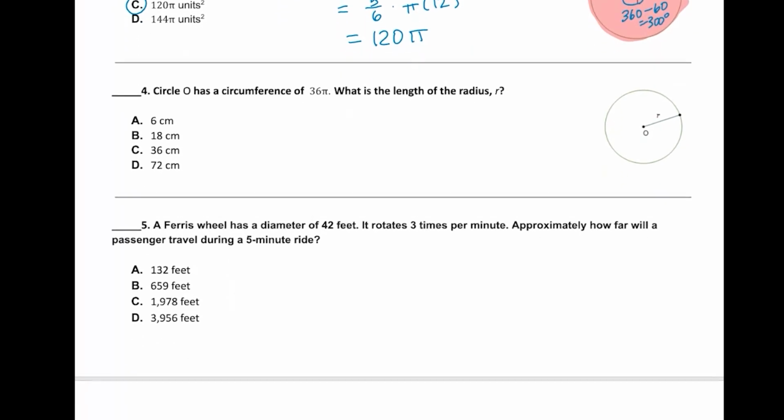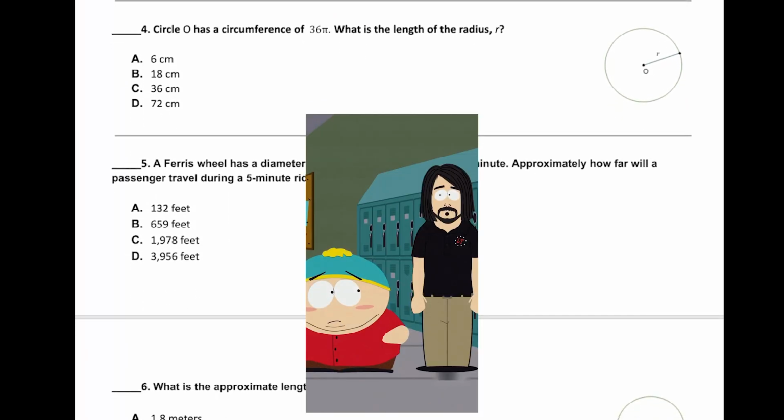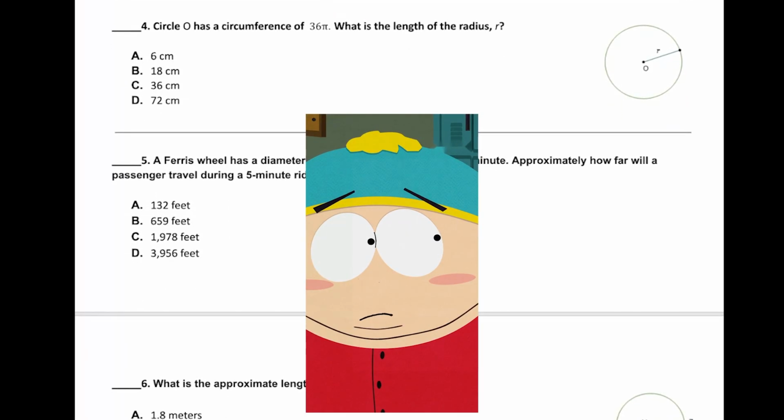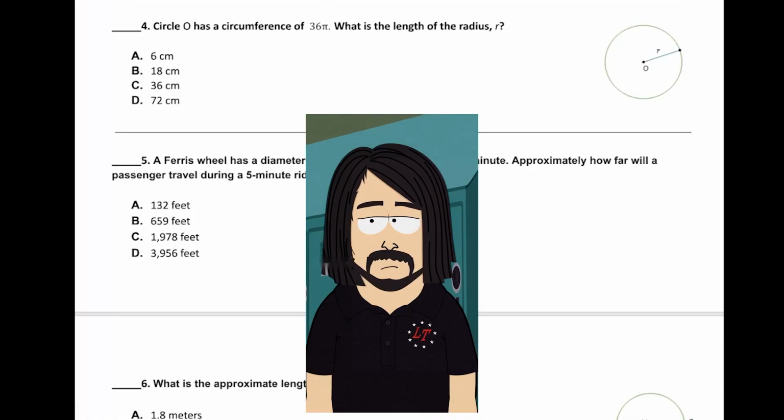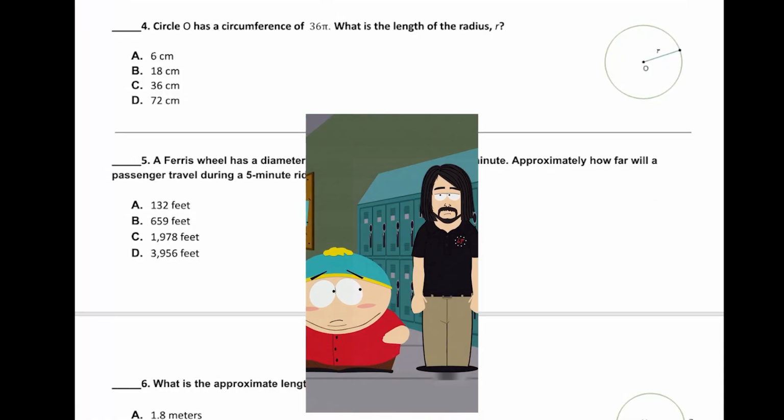Number four says, circle O has a circumference of 36 pi. What is the length of the radius? 6? Is that right? It sounds right.